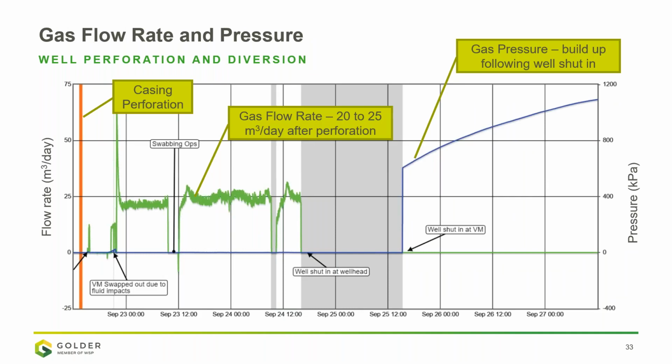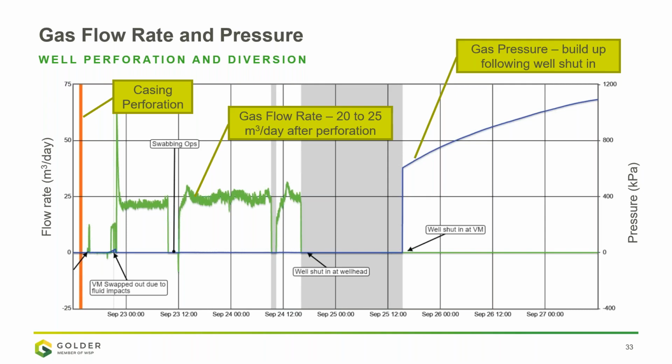So what did we find? This plot shows the flow rate, cubic meters per day, over time on the x-axis. And then on the secondary y-axis, we have pressure in kilopascals. And the green squiggly line through there is the gas flow rate, and the blue is the gas pressure. So starting from the left-hand side of the plot, we start with the casing perforation September 22nd.